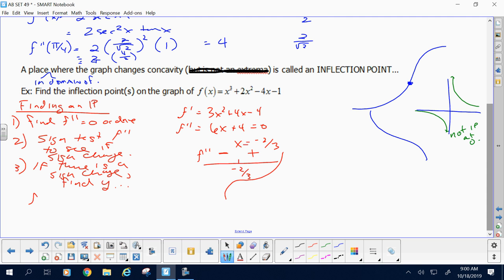So f at negative 2/3, I wish I wouldn't have made this problem, but oh well. Negative 2/3 cubed, I can do that, don't be a wuss. Negative 2/3 squared, no problem. We're educated people, right?